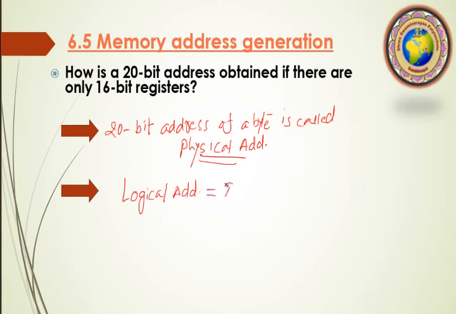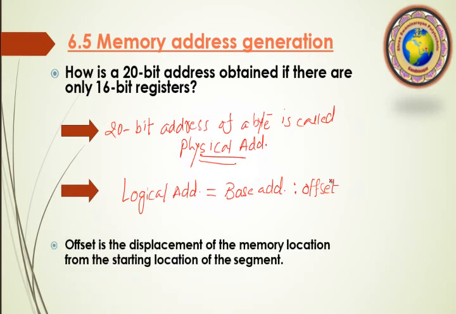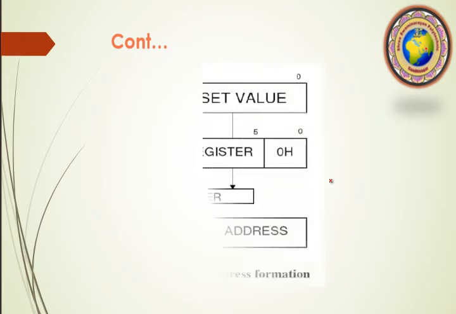But we know that logical address is equal to base address plus offset. The offset is the displacement of the memory location from the starting location of the segment. So this is the base address, the starting address, and the offset will be the increment within that particular segment. But how do we generate the final address, which is called the physical address formation? So this is our process.